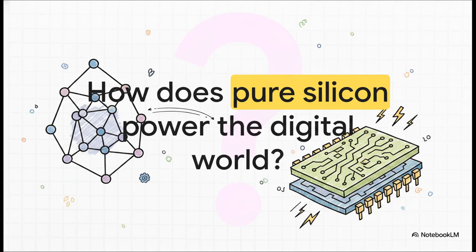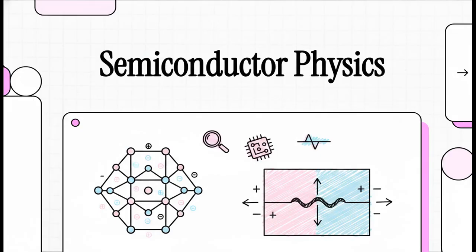Have you ever wondered how an ordinary, pure piece of silicon becomes the complex brain inside every computer and smartphone we use today? Well, it all comes down to a highly orchestrated, microscopic manipulation of quantum physics that's literally happening billions of times a second. Welcome to this explainer on semiconductor physics, taking us all the way from individual electrons to the p-n junction.